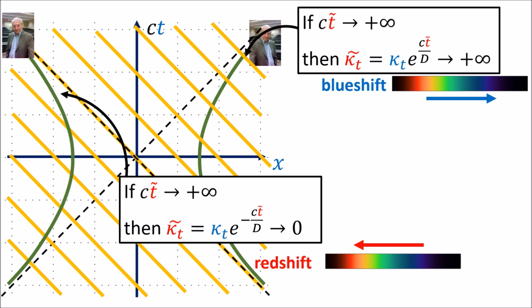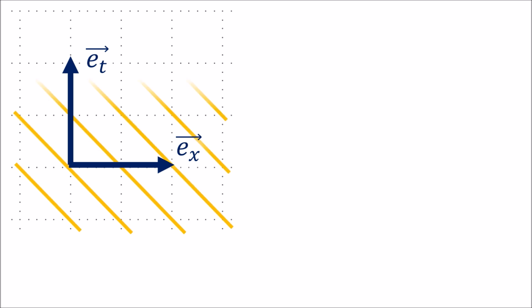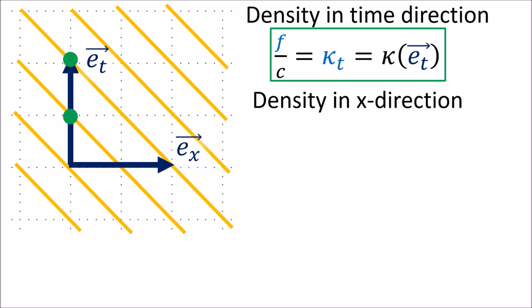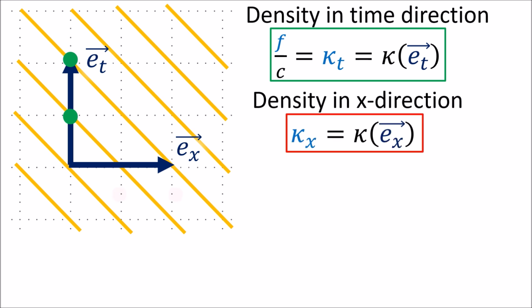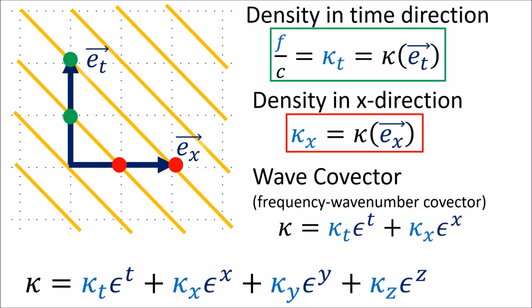So to summarize the geometrical interpretation of the Doppler effect, we can think of a traveling wave as a covector stack in spacetime. The density of the stack in the time direction gives us the time wave number, which is the frequency over the speed of light. And the density of the stack in the x direction gives us the x wave number. These give the components of the frequency wave number covector, also called the wave covector. Technically speaking, we can also add the y and z wave numbers to get a full four-dimensional spacetime wave covector.